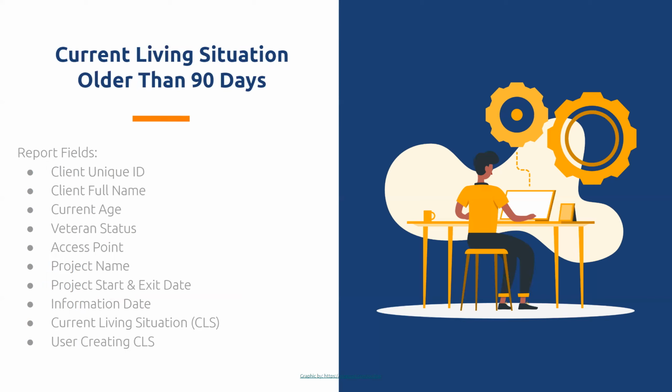When the current living situation is older than 90 days, again, you want to take a look at the project start and exit date, their current living situation field, and take a look to make sure that that information is correct and accurate.